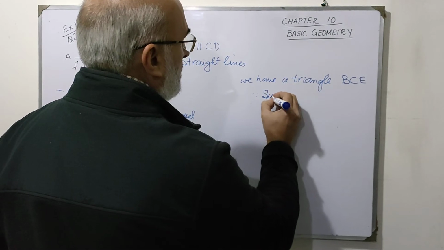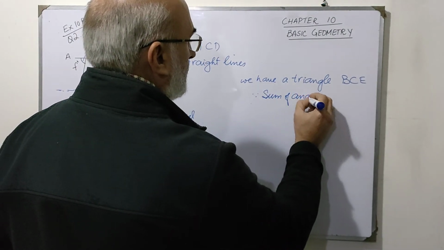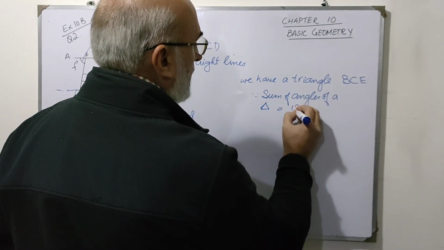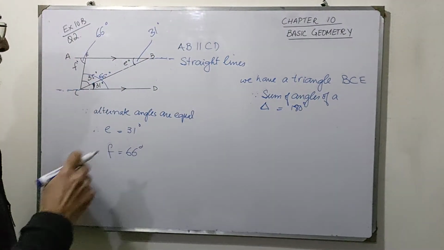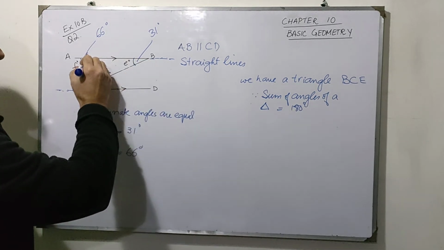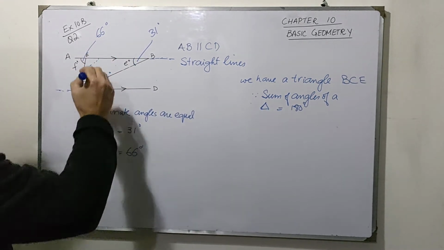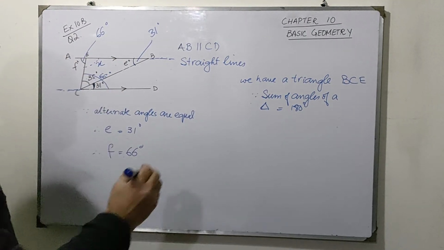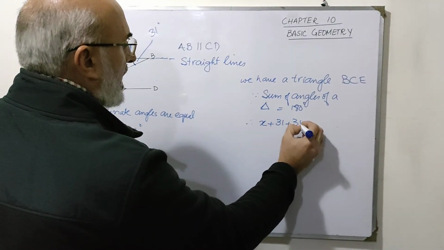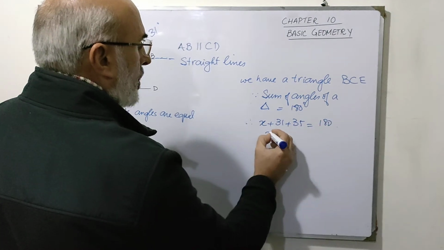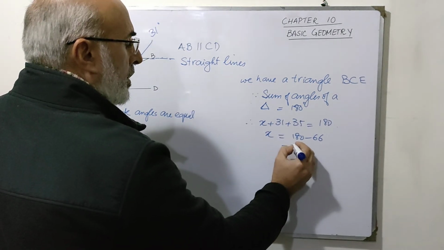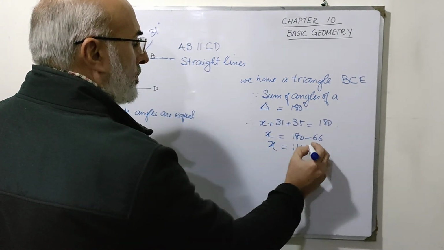Since the sum of angles of a triangle equals 180 degrees, we have this 35, we have this 31, and we don't know what this angle is. We can put x here. So it becomes x plus 31 plus 35 is equal to 180 degrees. So x is equal to 180 minus 66, which is 114. X is 114 degrees.